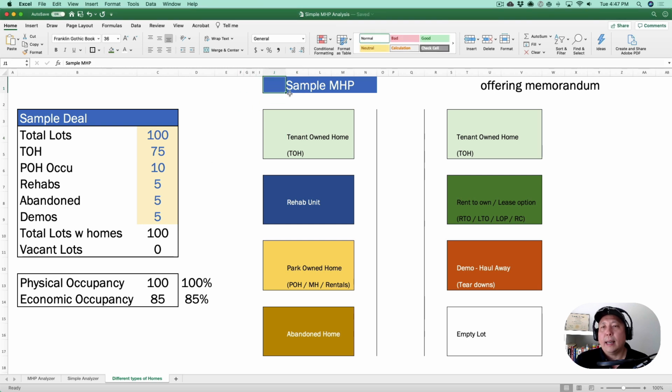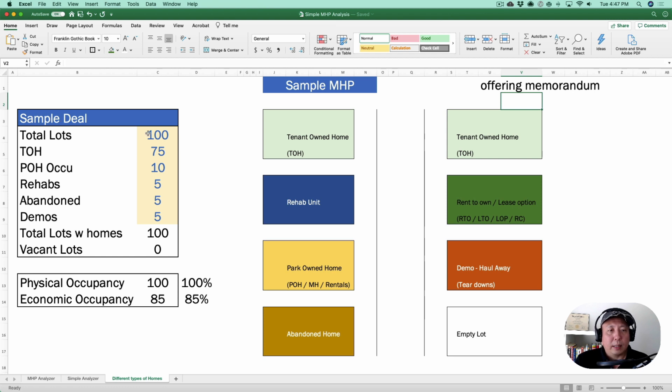If you're looking at a listed deal, that is something a seller has contracted with a broker to help them sell their mobile home park, in which case the broker usually is going to put together what's known as an offering memorandum. This is going to be an overview of the deal, and it's going to go through all the different types of housing units that are in the mobile home park. So let's take a look at all these different types of housing units.